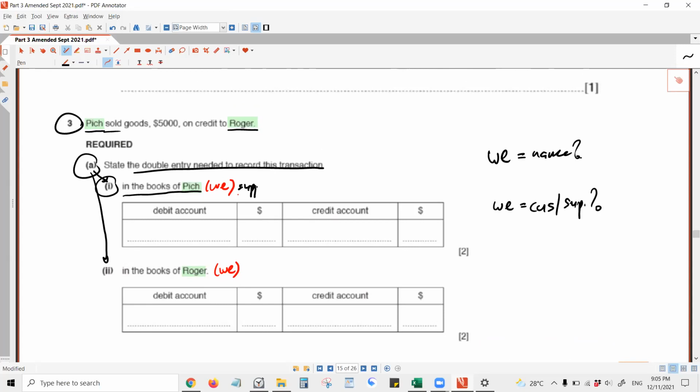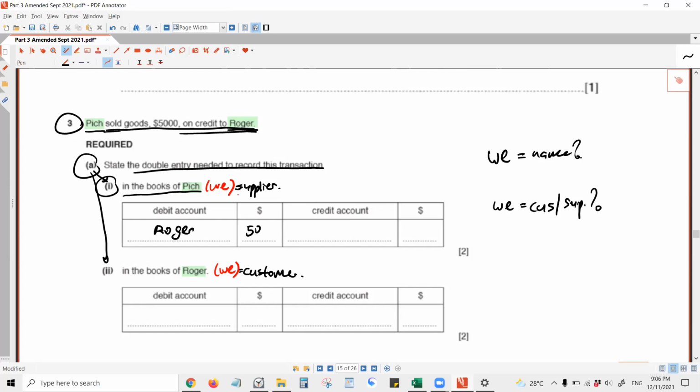Therefore, to remind yourself who we are in A1, write supplier there. Remind who you are in A2, write customer there. So do it one by one. Focus on doing A1 first. We are Peach. We sold goods 5,000 on credit to Roger. Is this a simple transaction? Yes. Can you debit cash? Cannot. Can you debit bank? Cannot. You debit name of customer, Roger.